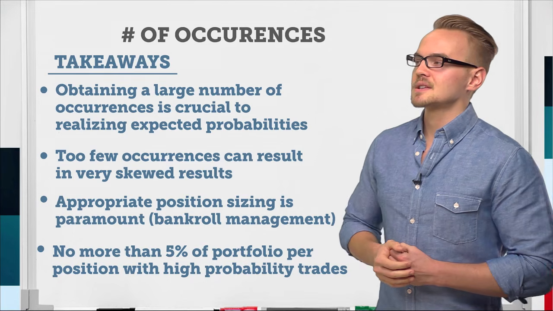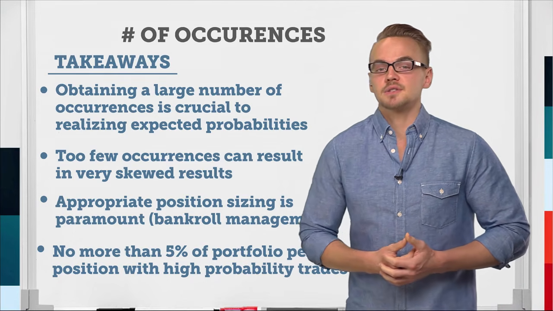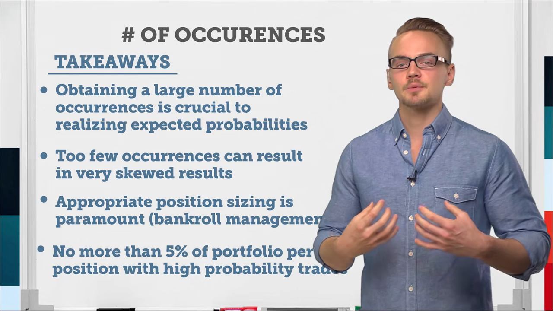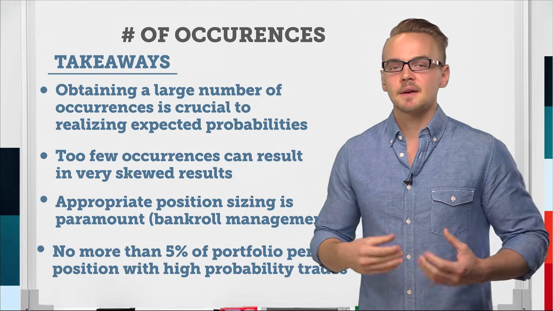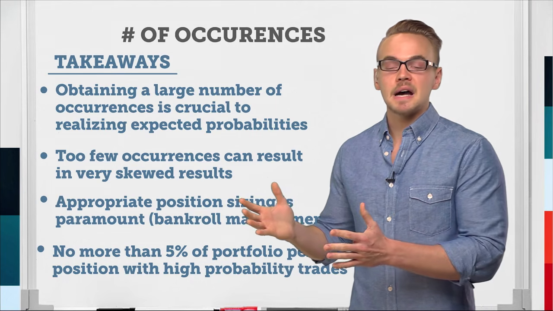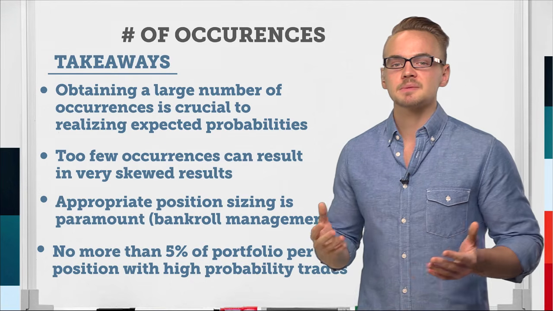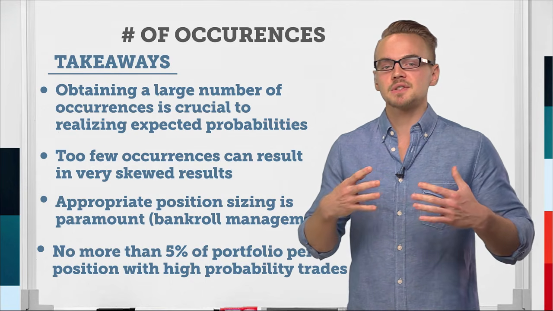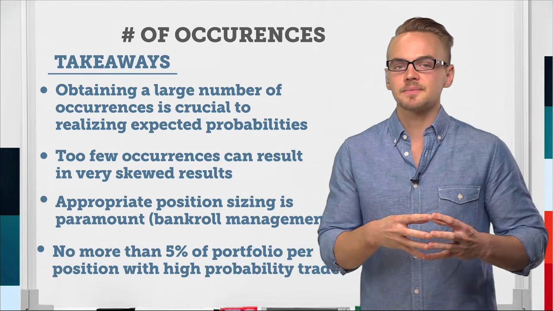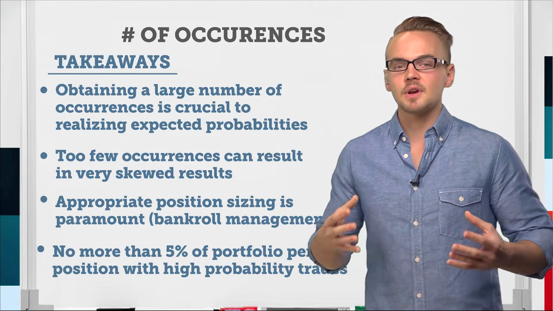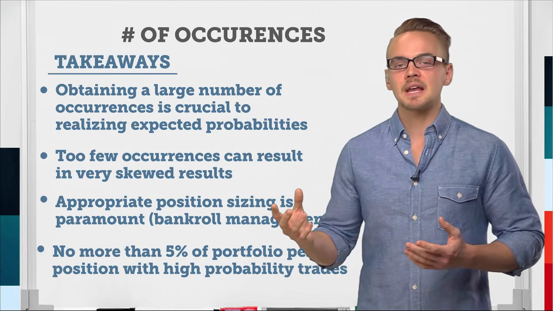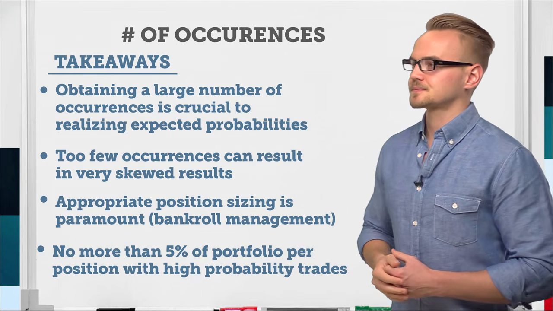The second takeaway is too few occurrences can result in very skewed results. So again, when I don't have enough occurrences to help me realize my expected probabilities, I could be skewed in a positive way or a negative way. It really all depends on the situation. It's going to be very random. So we always want to just trade small, make sure that we're not getting in over our heads and putting ourselves in bad situations, and just making sure we're getting as many non-correlated occurrences as we can.